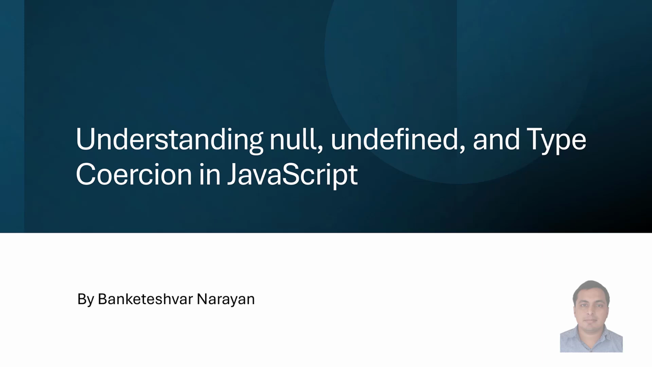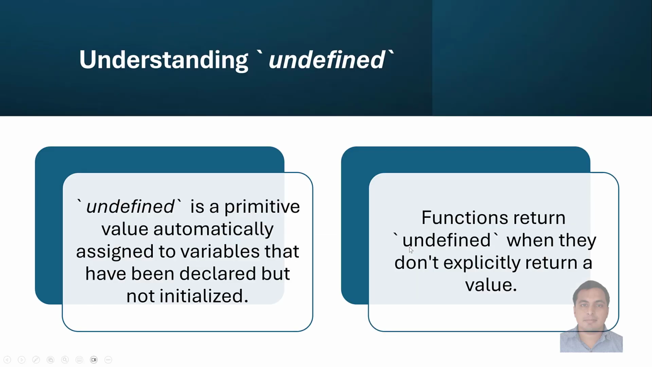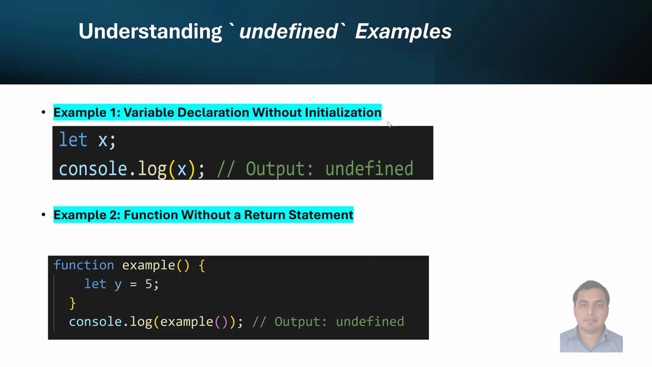Let's start with understanding undefined. Undefined is a primitive value automatically assigned to variables that have been declared but not initialized. Functions return undefined when they don't explicitly return a value. Below are a few examples for undefined.